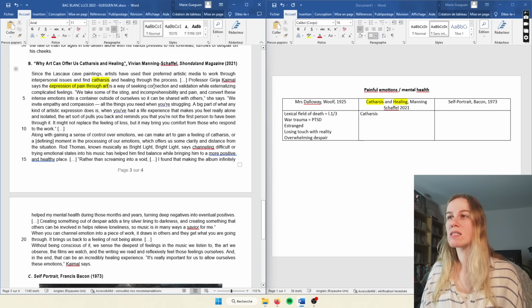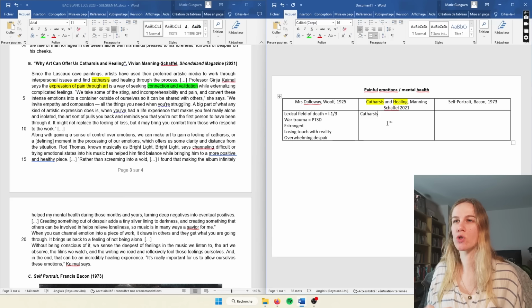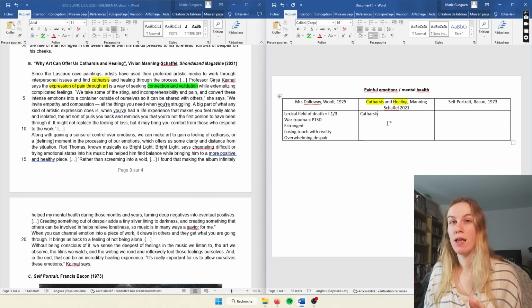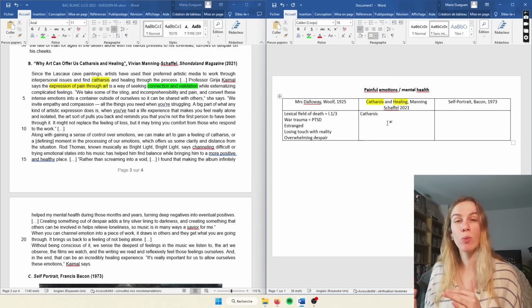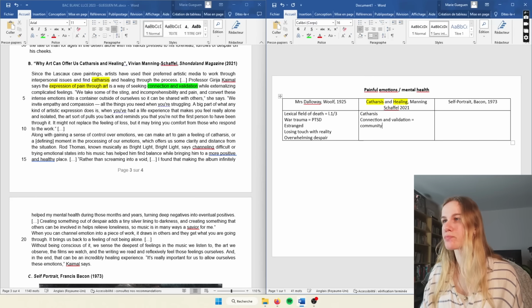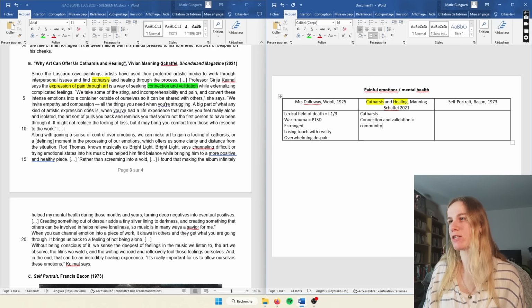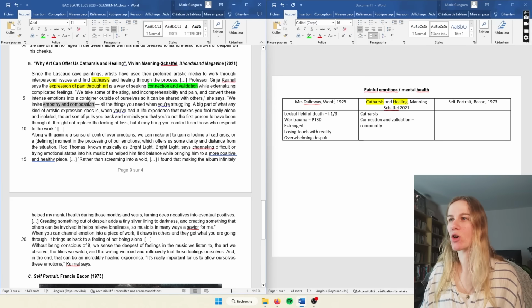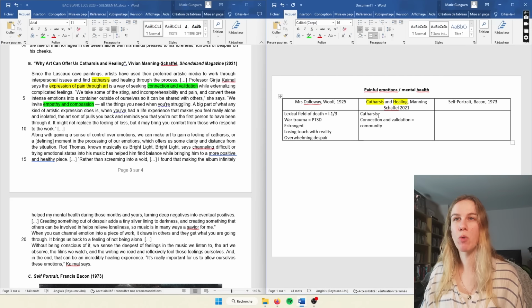Seeking connection and validation. So this is really good because it is connected to the notion of community. And in the first document we had the opposite, we had loneliness. So this might be interesting to have a look at. Let's write down connection and validation. So the idea is community. And obviously later on we have empathy and compassion. So definitely this notion of community is very important.